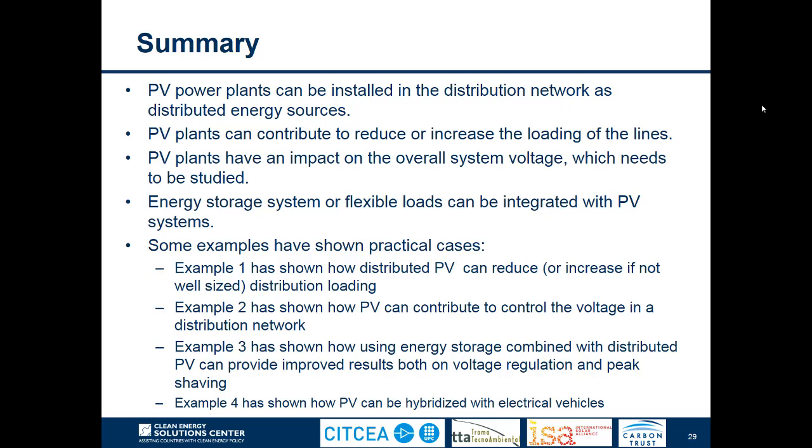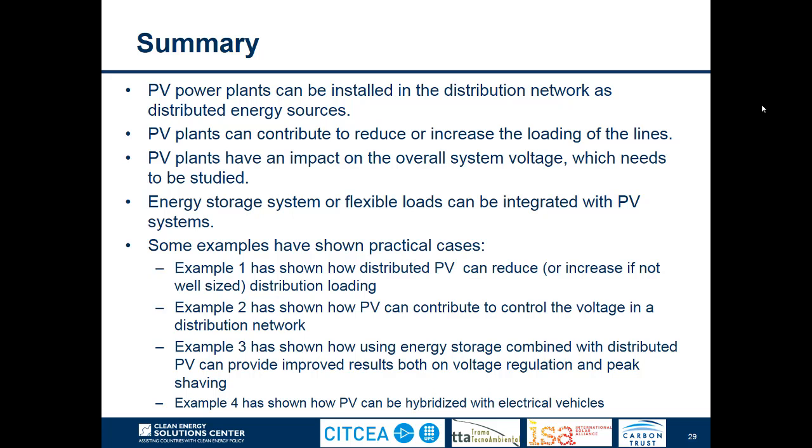Solar PV plants can contribute to reduce or increase the loading of the lines. We have seen some examples where they contribute to reduce it, other examples when they contribute to increase it. So good engineering practices have to be applied in order to ensure that we reduce the loading of the lines. Also, PV plants have an impact on the overall system voltages, which needs to be studied. In many cases, we can use PV plants properly so that we improve the voltage profiles in the network. And this is what we are going to try to do in most of the cases.